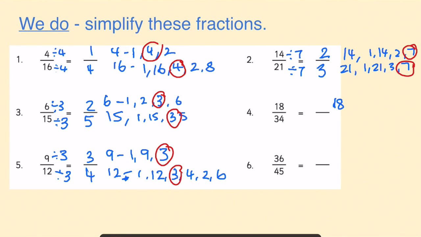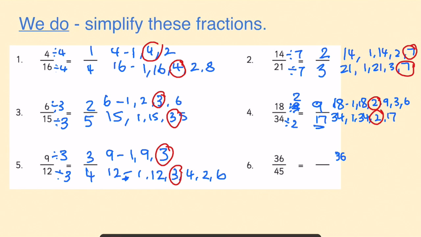18's factors are 1, 18, 2, 9, 3, and 6. 34's factors are 1, 34, 2, and 17. And that's it. The highest common factor they share is 2. So halving both of those, 18 divided by 2 is 9, and 34 divided by 2 is 17. And because I've got a prime number on the bottom here, I know I can't simplify any further.